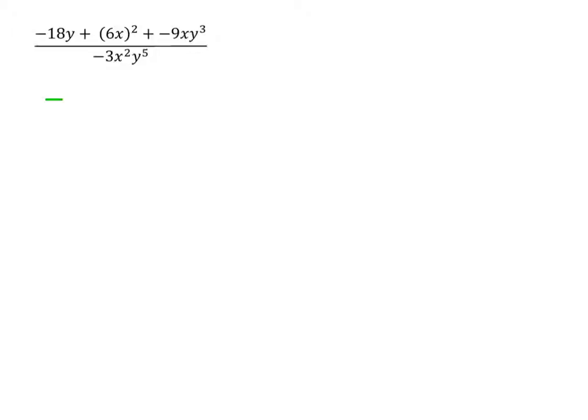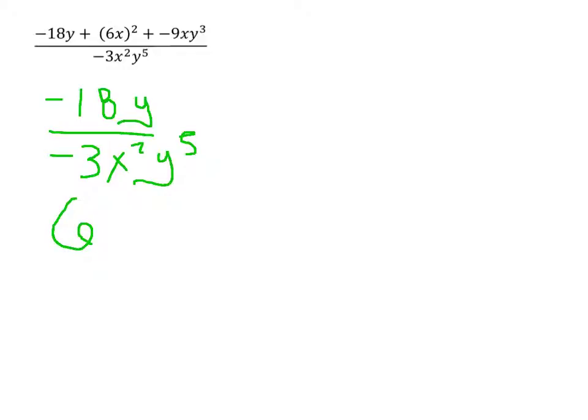So first we will start with -18y all over -3x²y⁵. What we want to do is divide -18 by -3, and two negatives make a positive, so we will be left with positive 6.